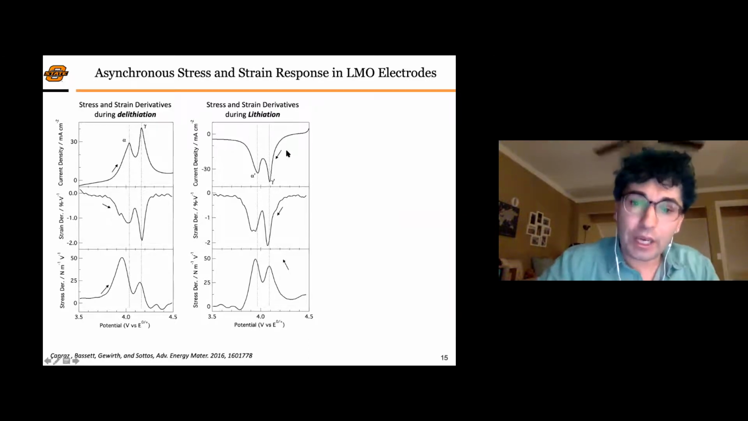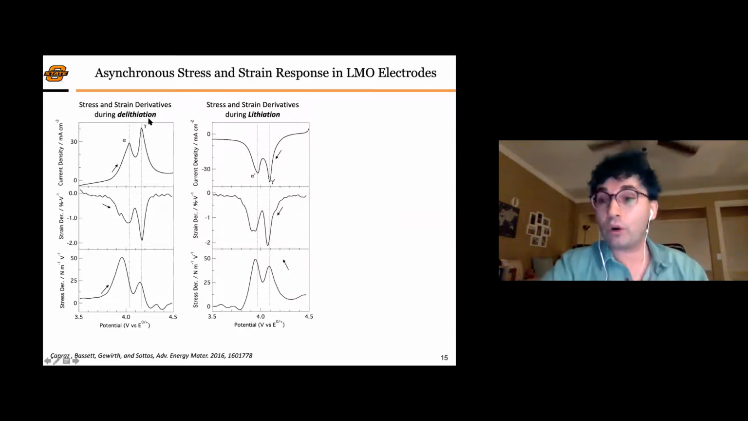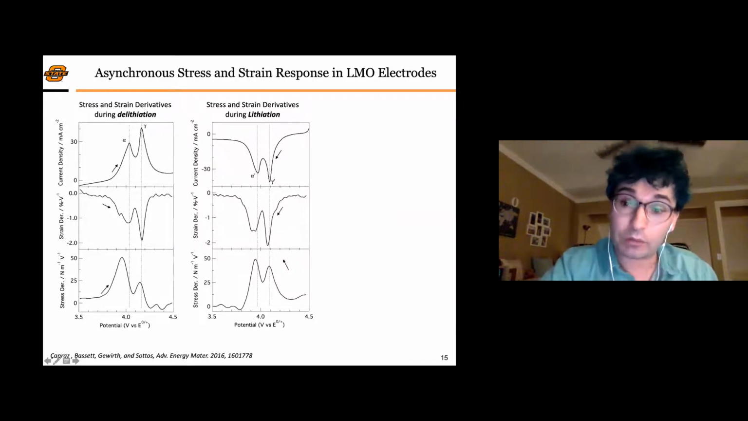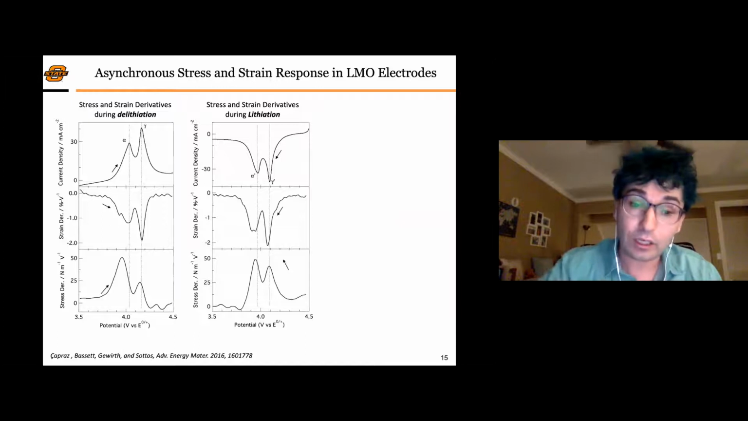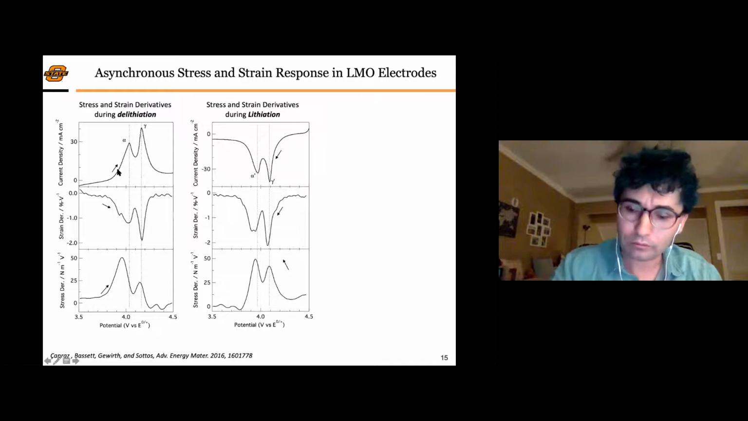If we start from the lithiation, in both cases, the strain derivatives are very well correlated with the current peaks. Same case for the stress derivatives. However, during the delithiation, we observe asynchronous behavior between stress and strain. The strains are correlated well with the current peaks. However, there is a first initial stress peak that evolves before the first phase transformation in the material.